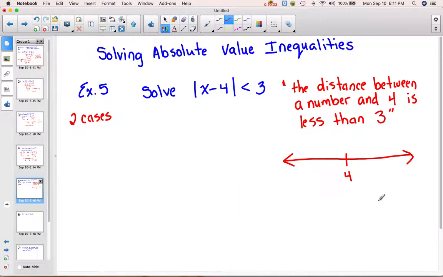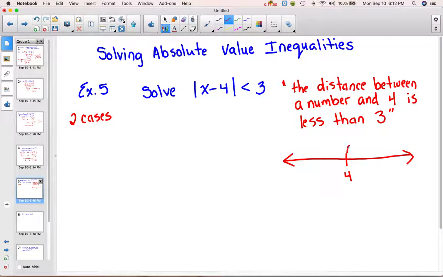Okay, next thing is solving absolute value inequalities. So first I want to just kind of remind you of how you can think about this. When you see the absolute value of x minus 4 is less than 3, think of that as the distance between a number, x, and 4 is less than 3. So here's my number 4. And I don't know what that number is. I don't know which direction I'm supposed to go.